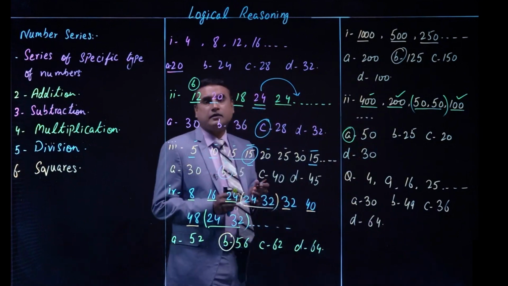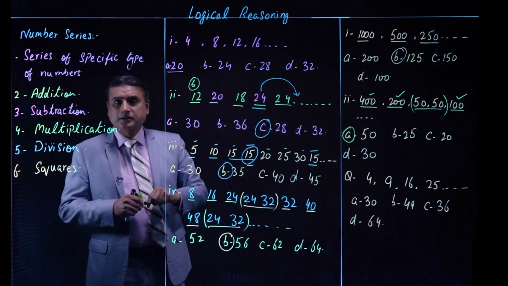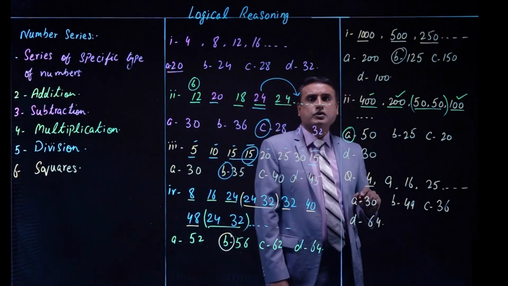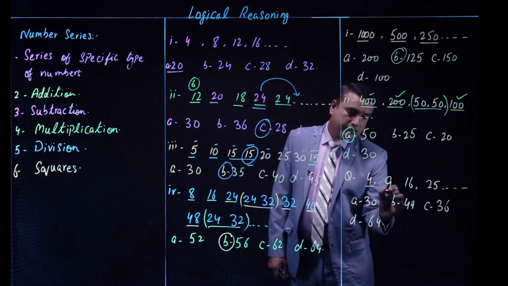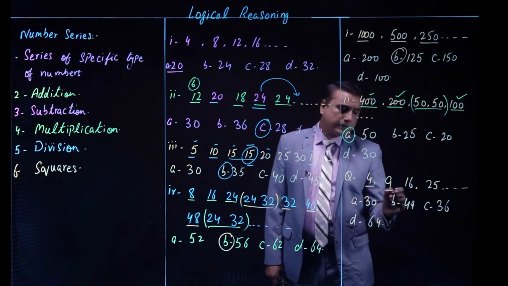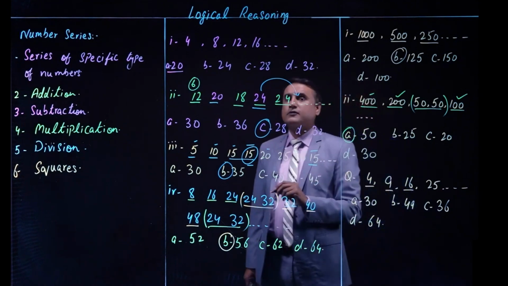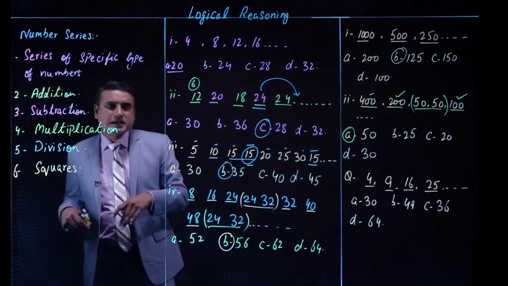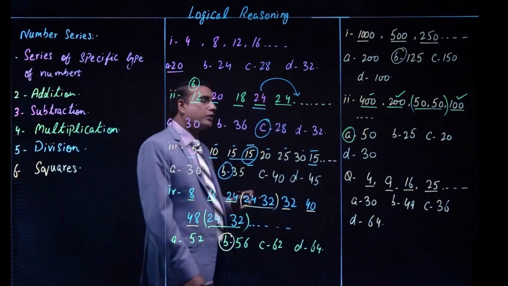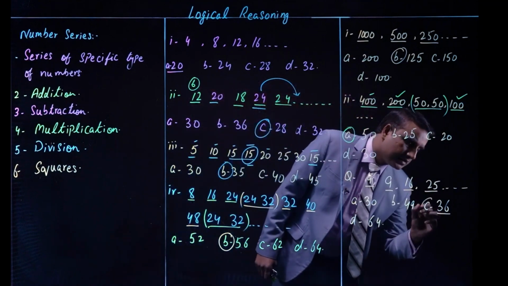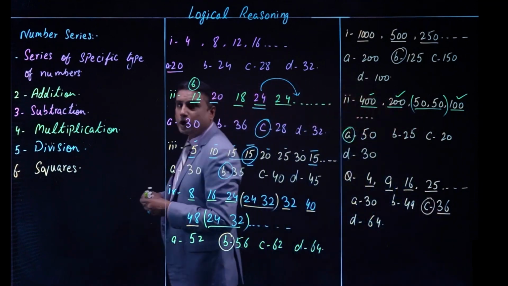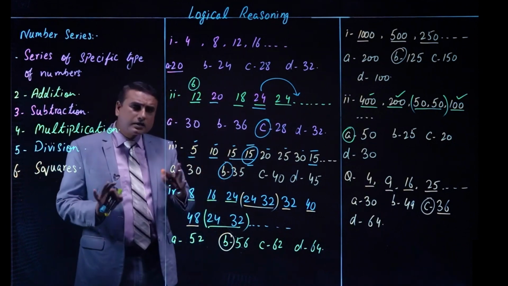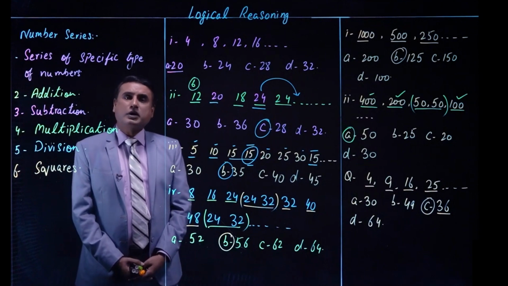Now you can easily guess what pattern is being followed. That is actually the square of 2. This one is the square of 3. This figure is the square of 4, and this is the square of 5. So now what do you have to do next? You'll have to go for the square of 6, that is 36. So our right option will be option Charlie. So you can see that there is nothing very tricky about number series.